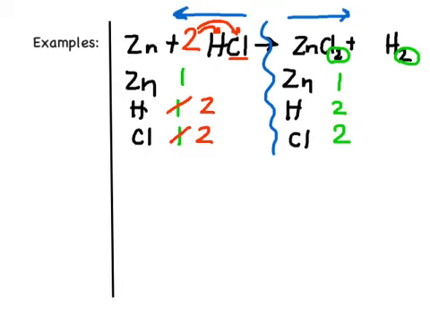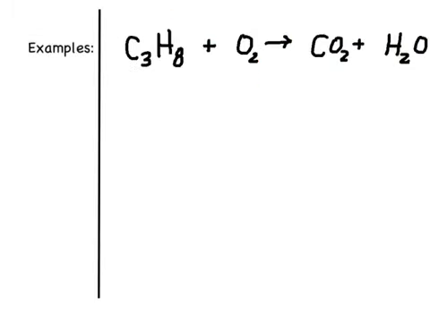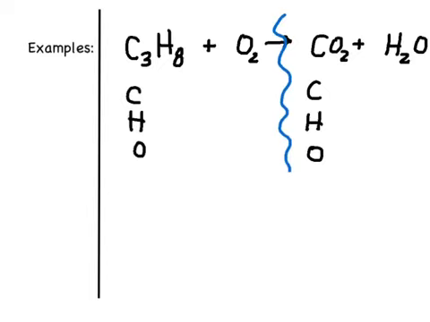Let's take a look at a little more difficult example. Our second example is for the combustion of propane gas to form carbon dioxide and water. So again, the first thing we do is draw a line down where the arrow is to separate the reactants from the products, and we're going to list out all of the elements that are in this reaction. So for this reaction, we have carbon, hydrogen, and oxygen on both sides.